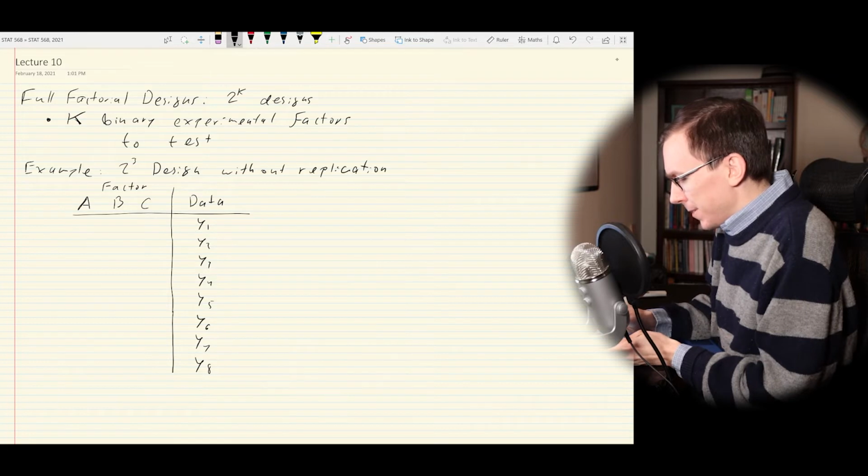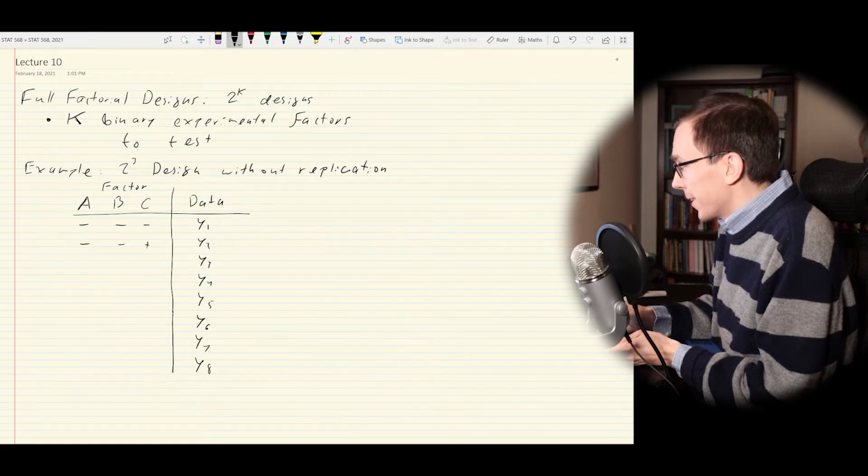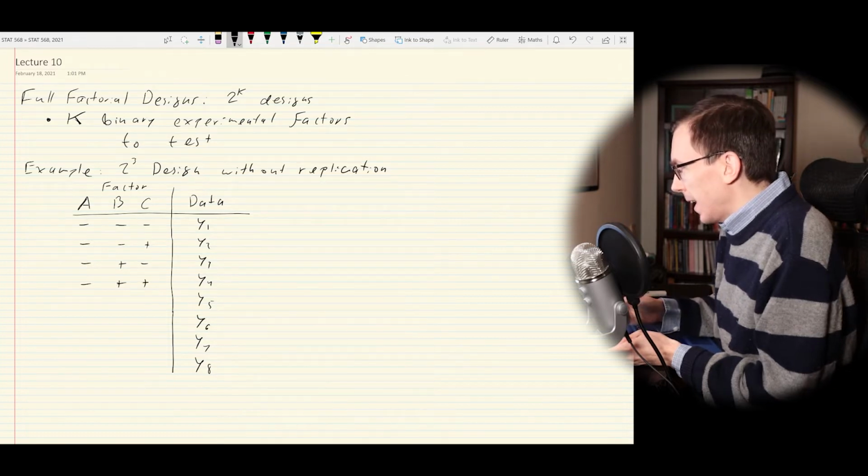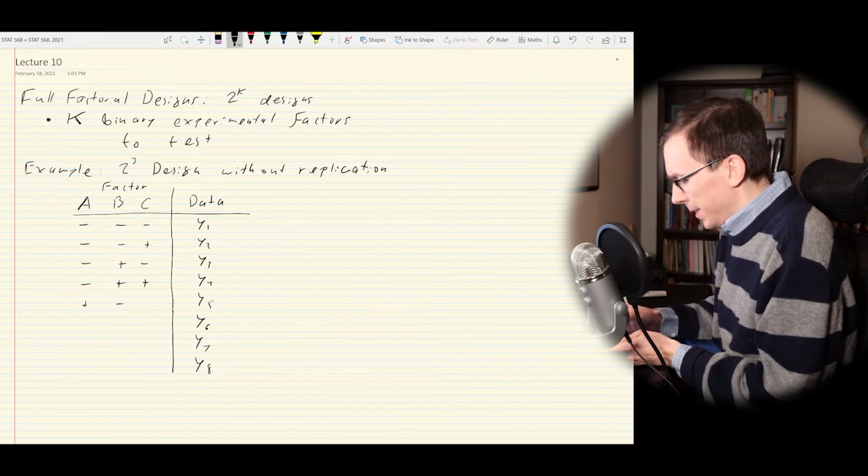Anyway, the way we often denote these is through pluses and minuses, just for convenience. So what we can do is consider all possible combinations of pluses and minuses. And you could also do binary 0 and 1 if you really wanted to. There's lots of ways you can represent these, right?